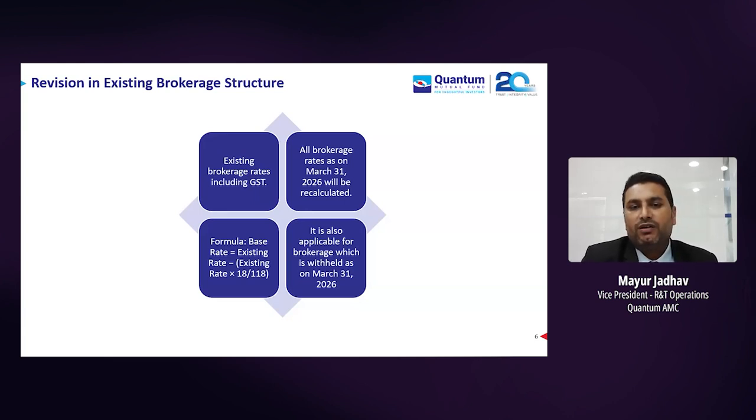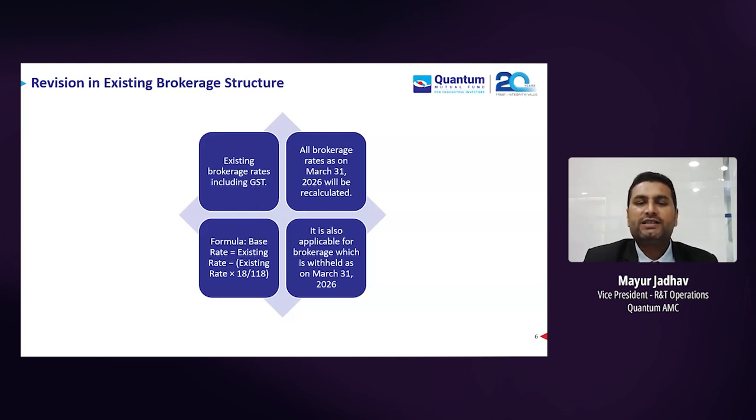So whenever we pay the brokerage for April or May, for all those brokerage periods, those particular rates will get revised. Suppose we used to pay a 1% rate for any equity scheme earlier, then that 1% will get changed to 0.85. Why? Because the GST portion of that particular 1% has been excluded from that rate. So the base rate will be 0.85, and on that 0.85, 18% GST will become 0.15, and your total rate will become 1%.